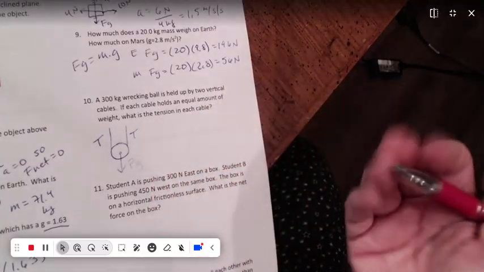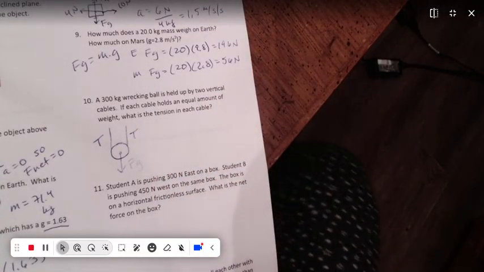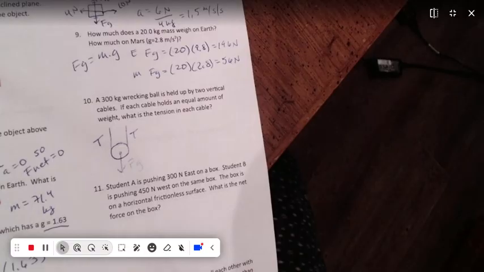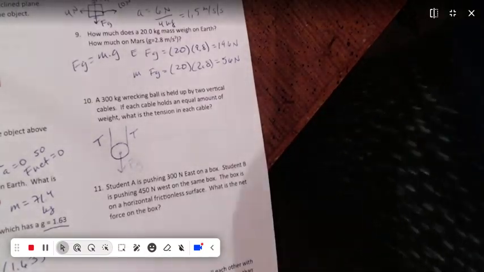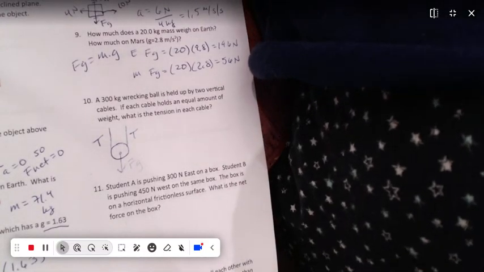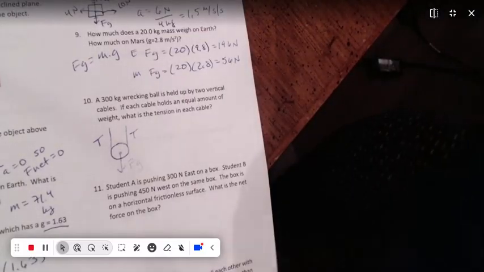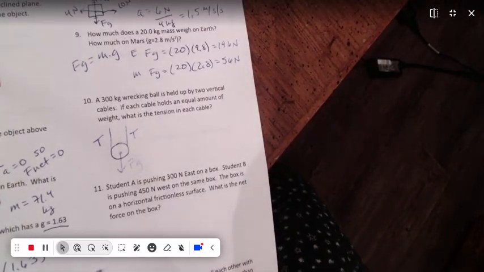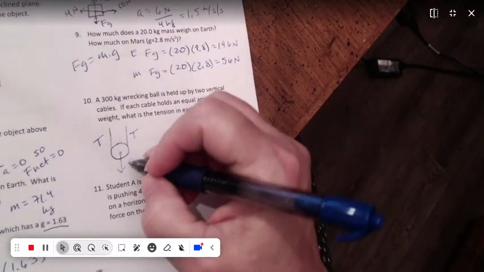And my pen's running out. How annoying that it would do that right at this moment. Hang on a second. Figures. Okay.